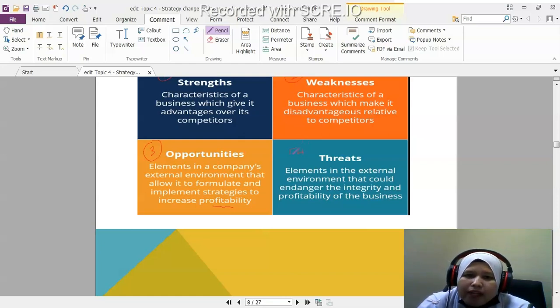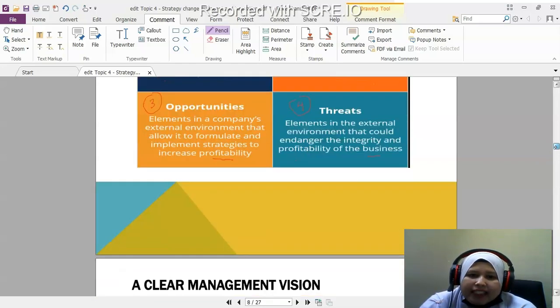The fourth one is threat, an element in the external environment that could endanger the integrity and profitability of the business. For example, the economic system: is it a recession or inflation that threatens you? You can have lower sales when the trade occurs, something like that.